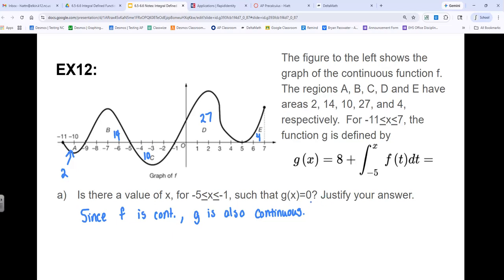Then we need to find G of negative 5 and G of negative 1. So G of negative 5 would be, we're taking this equation, 8 plus the integral from negative 5 to that x right there, we replace it with negative 5, of f of t dt. What is the integral from negative 5 to negative 5 of f of t dt? It's 0. We don't even have to think about it. It's 0 because if the limits are the same, you get 0. So we'll get 8 plus 0, which just gives us 8 right here.